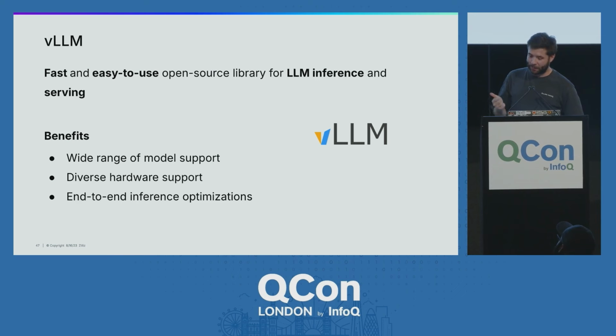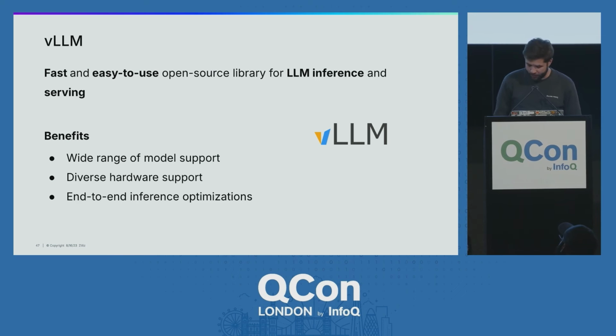And then I'm using vLLM. The reason why I'm using it: very fast, easy to use, open source. They actually give a lot back to the community. They are doing some end-to-end inference optimization, which we'll have a look at later on. But they also support different hardware, because a lot of people support NVIDIA by default, but there are also different hardware providers. And they also support a wide range of models. So this is really nice.